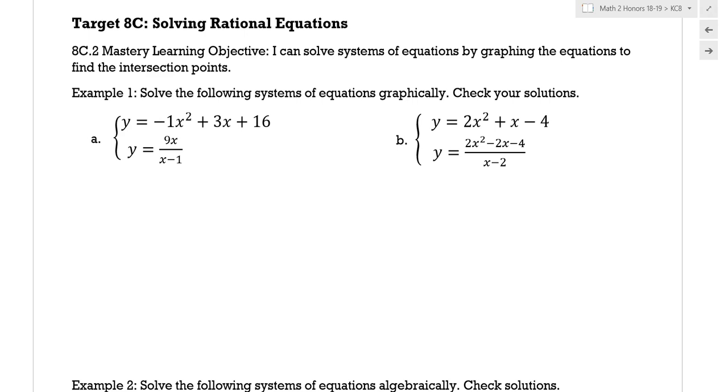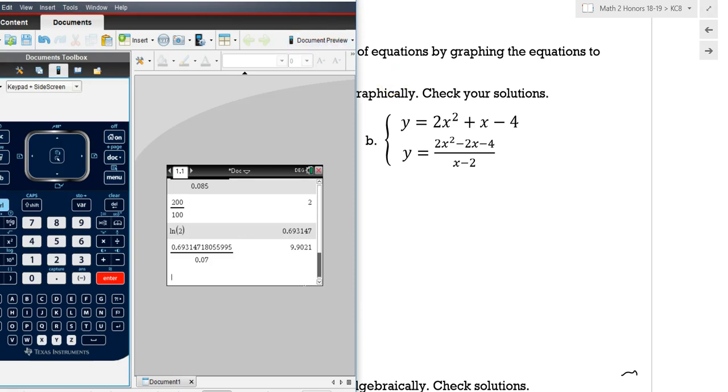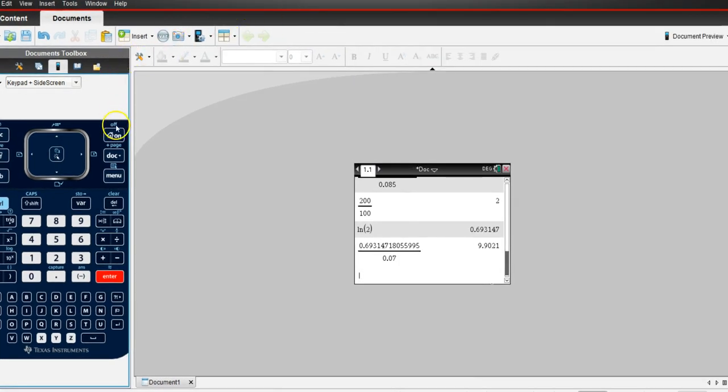So, looking at example 1, y equals negative 1x squared plus 3x plus 16, and y equals 9x over x minus 1. So when it asks to solve a system of equations graphically, all you're going to do is use your graphing calculator. Okay, so I'm going to make this bigger.